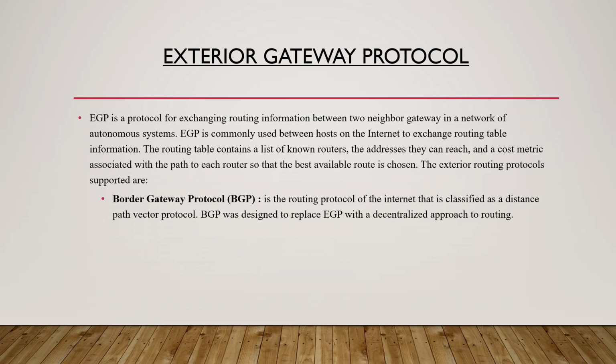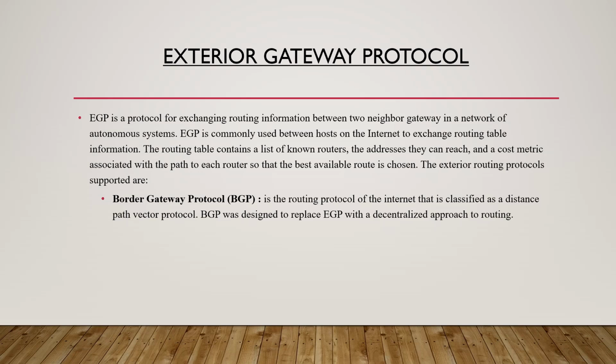So the next type of routing protocol is the exterior gateway protocol. So what is exterior gateway protocol? It is a protocol for exchanging routing information between two neighbor gateways in a network of autonomous systems. It is commonly used between hosts on the network to exchange routing table information. A routing table consists of a list of known routers, the addresses they can reach, and a cost metric associated with the path to each router, so that the best available router is chosen.